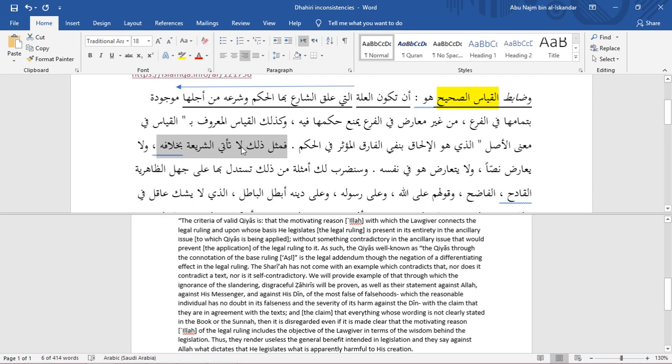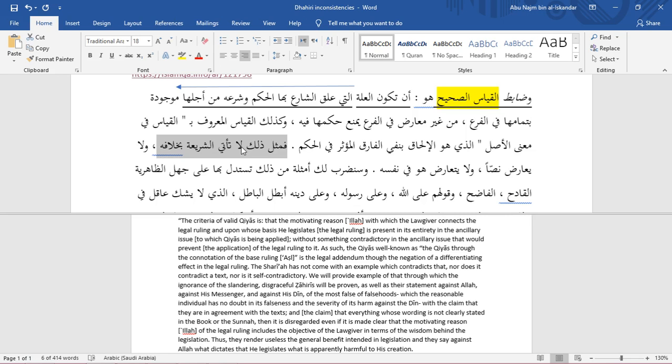How can we say qiyas is invalid in the sense that we're taking a legal ruling and the reason behind it and saying, wait, look over here. Here's an issue that we don't have a text about specifically, but it deals with a similar issue. And the reason for the legal ruling on this particular issue is the same as on this secondary issue. Right? There's nothing in the Sharia that says, no, don't do that. Don't apply the reason for that legal ruling to this second issue that appears to match it. That doesn't make any sense.